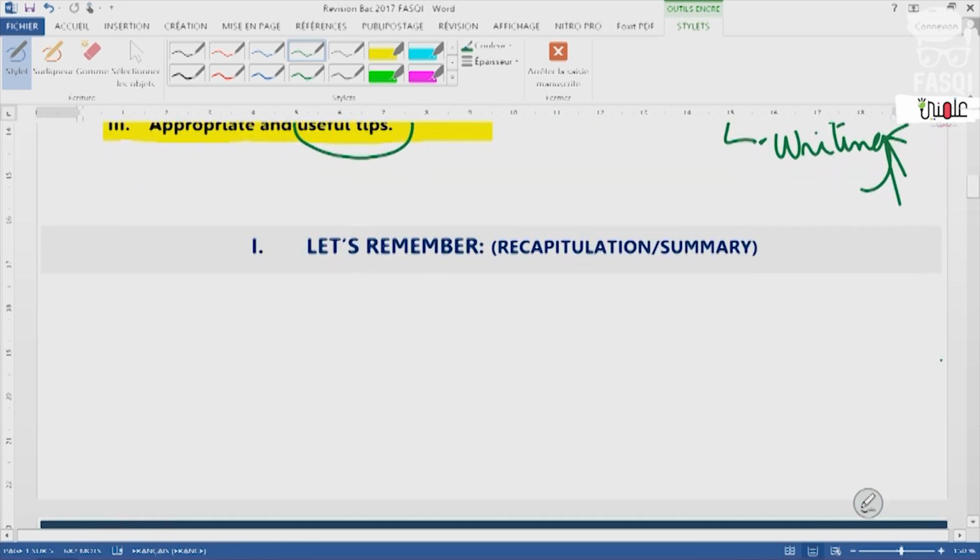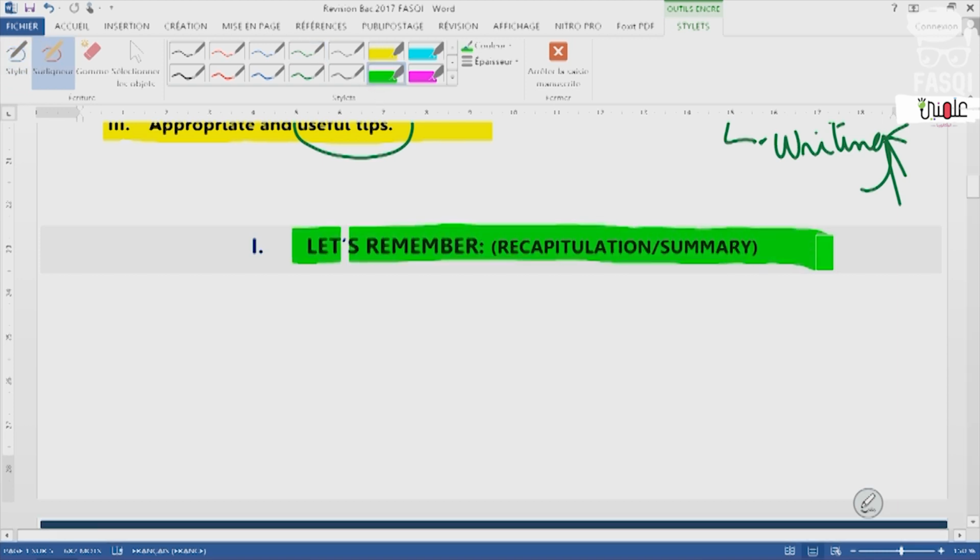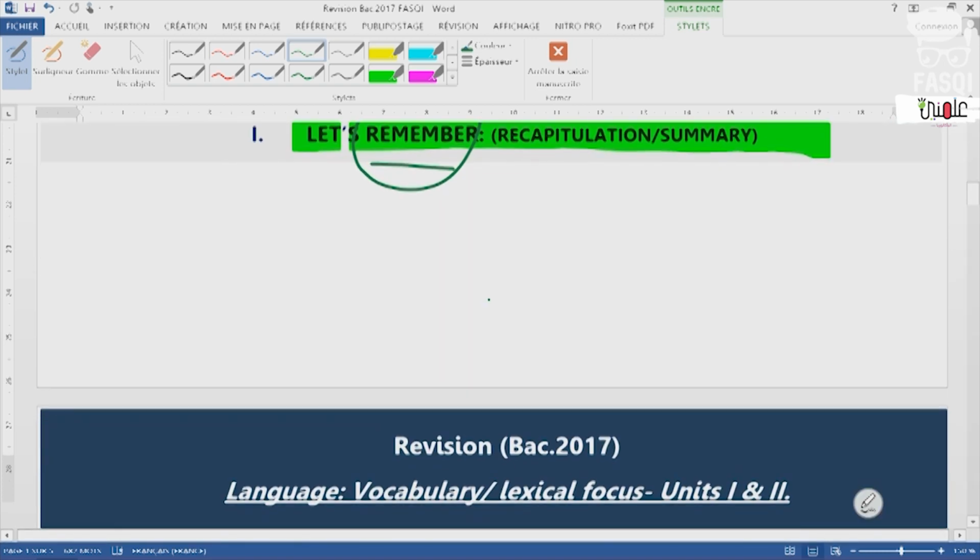Okay, so let's remember, as you see, it's a summary, a recapitulation. We already know it, but we're going to remember. We need to remember. Let's start. Okay, good. Here we are.